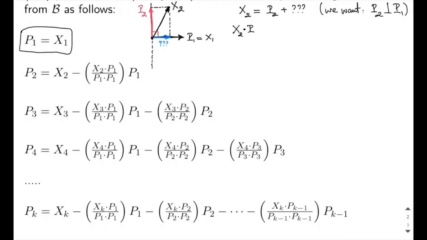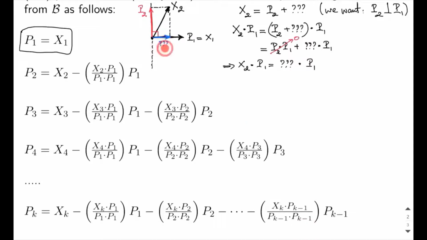So we dot both sides with p1, because the dot product has the distributive property, so we can distribute the dot with p1 into the sum here. So p2 dot p1 plus triple question mark dot p1. Now because we want p2 to be perpendicular to p1, if p2 does exist, the dot product of p2 and p1 has to be 0. So that leaves us with x2 dot p1 equals triple question mark dot p1.